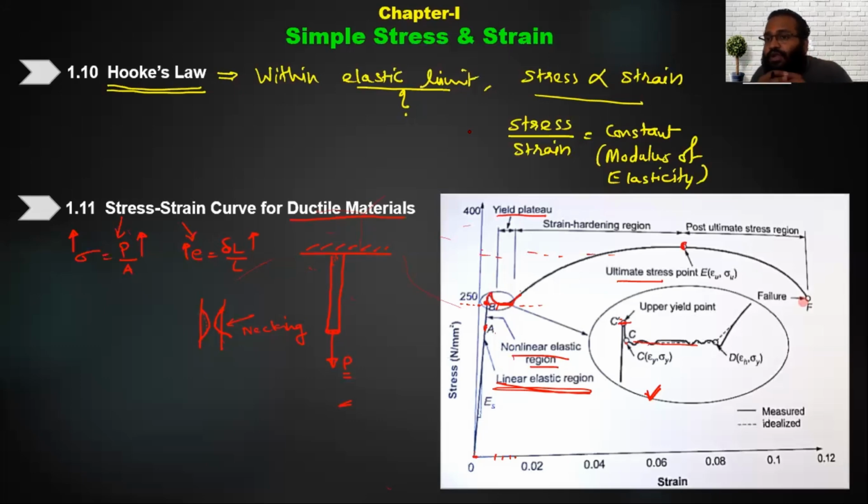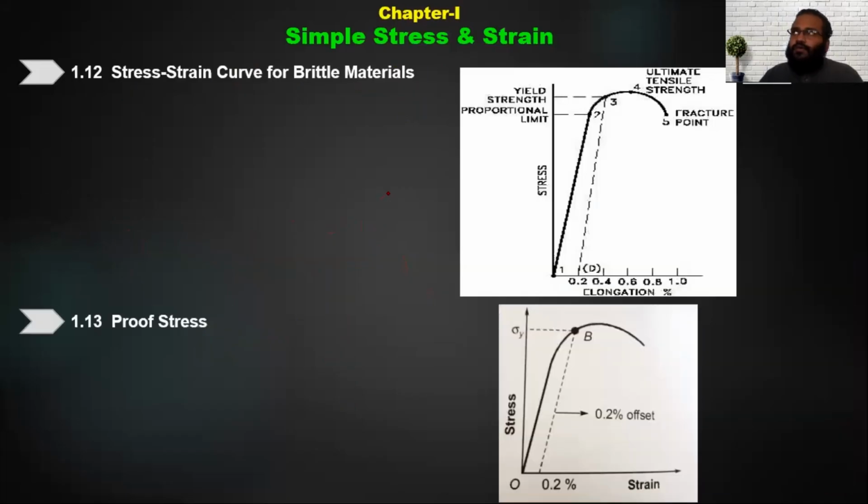After that we'll get a yield point where without increase in the stress value, the strain will increase, then we'll reach a necking point, and then we'll reach the ultimate stress point. Okay, and after that it is going to break. So I hope I've made this point very clear. This is what you should know for the behavior of stress and strain in ductile material. Okay, now let's go further.